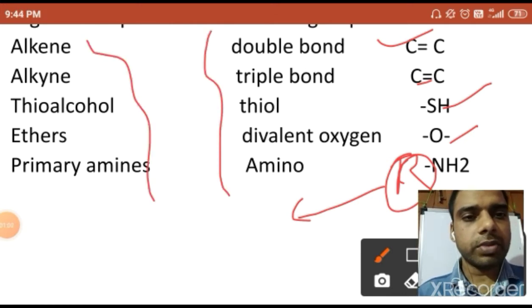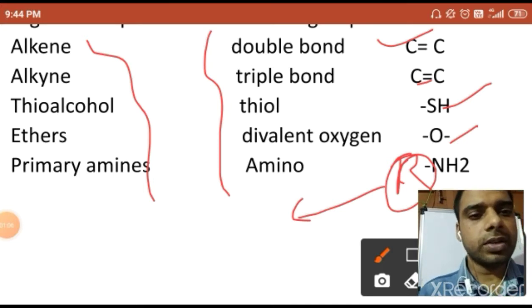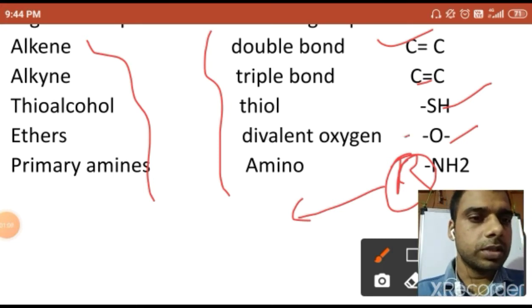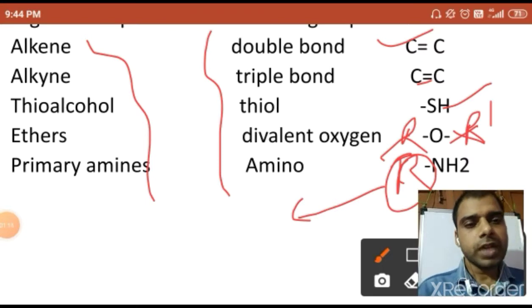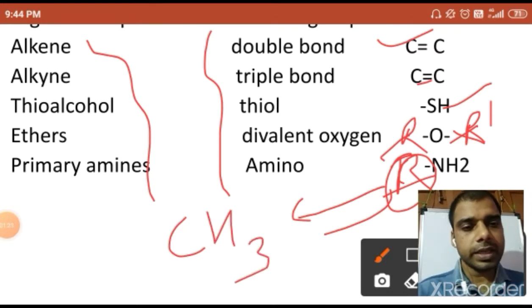group, what will be the functional group present in this one: double bond, triple bond, thiol, divalent oxygen. Divalent oxygen means on both sides it can connect with R, and this side also R dash. Now amine, RNH2, you can connect CH3 instead of R.